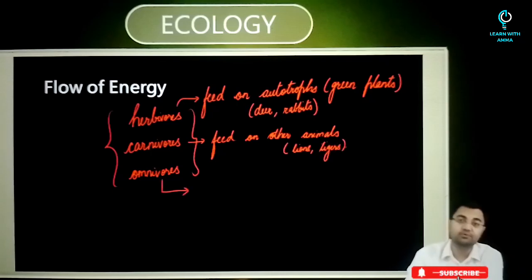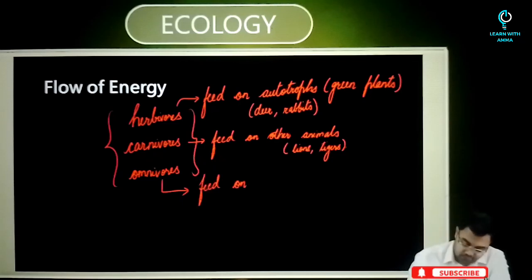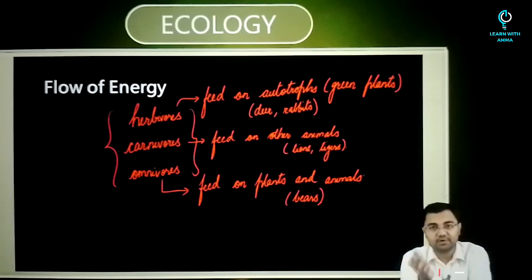Then you have omnivores. Who are omnivores? Omnivores are the ones which eat plants as well, or they can feed on autotrophs as well, and they can feed on other animals also. So these kinds of organisms would be called omnivores. They can feed on plants and animals. Among the animals, we can take bear as an example, which can feed on plants also, which can feed on animals also.